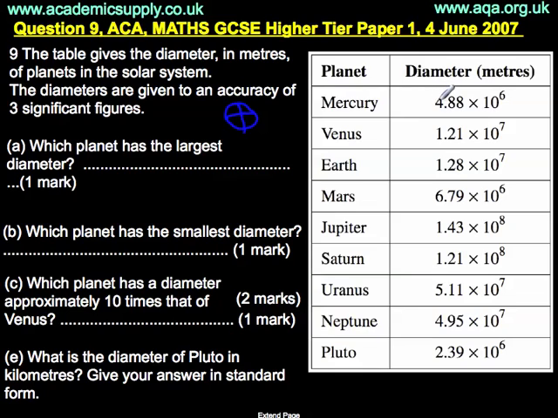So here we go, we've got 4.88 times 10 to the power of 6, 1.21 times 10 to the power of 7. So there's some big numbers there. What is 4.88 times 10 to the 6? Let's have a look.